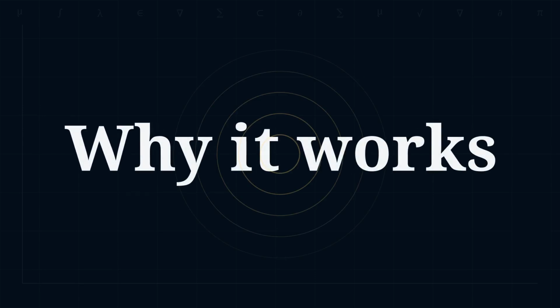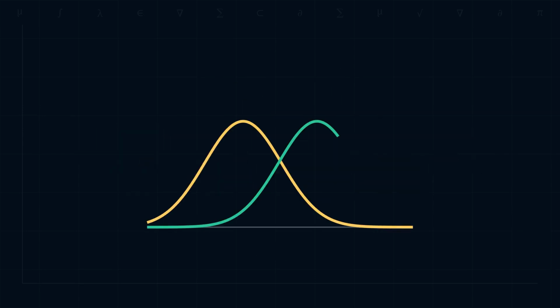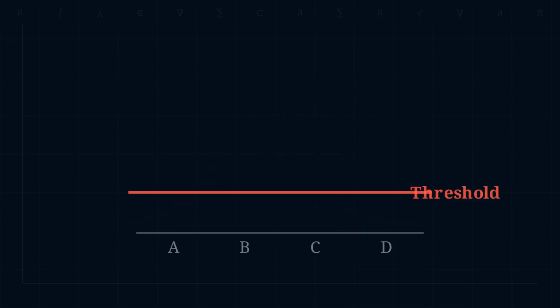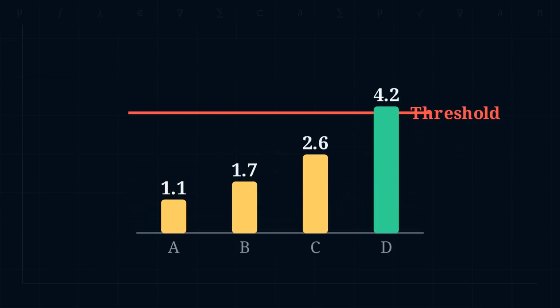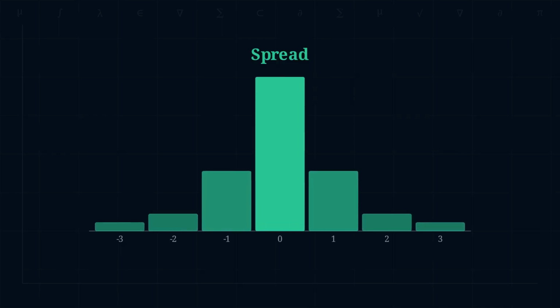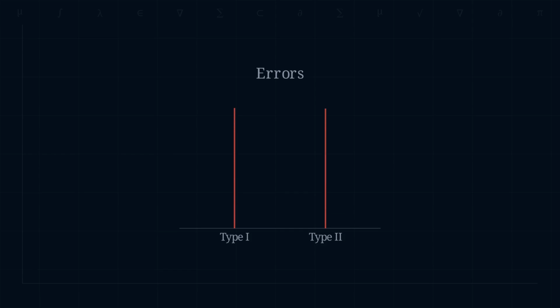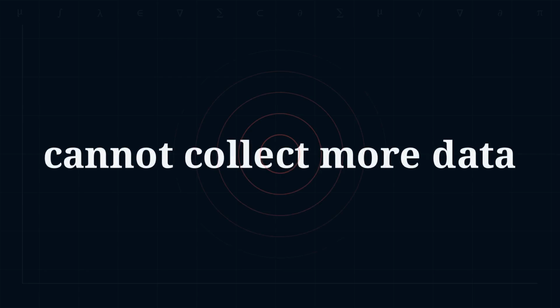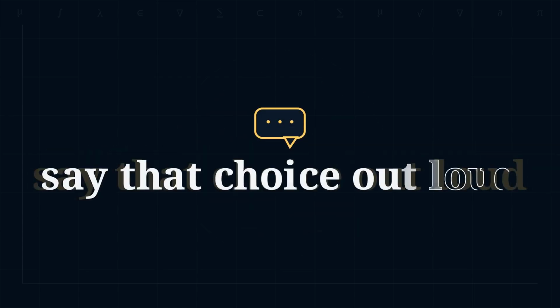Here's why that works. The two error rates trade off because the sampling distributions overlap. Moving the threshold to reduce false alarms pushes the bar higher, so real effects must be stronger or better measured to get over it. Collecting more data narrows the spread of the statistic under both stories, which reduces both kinds of mistakes at the same threshold. If you cannot collect more data, you must choose which failure you would rather tolerate more often and say that choice out loud.